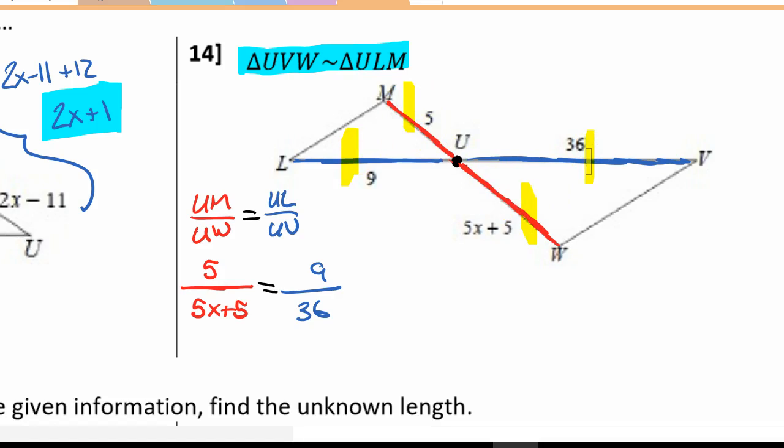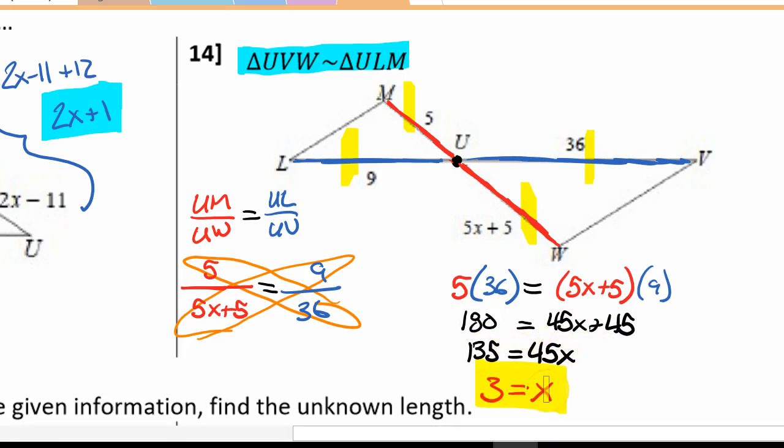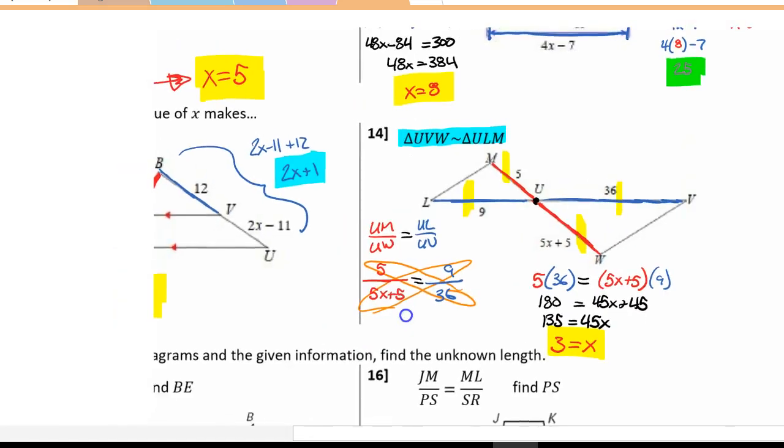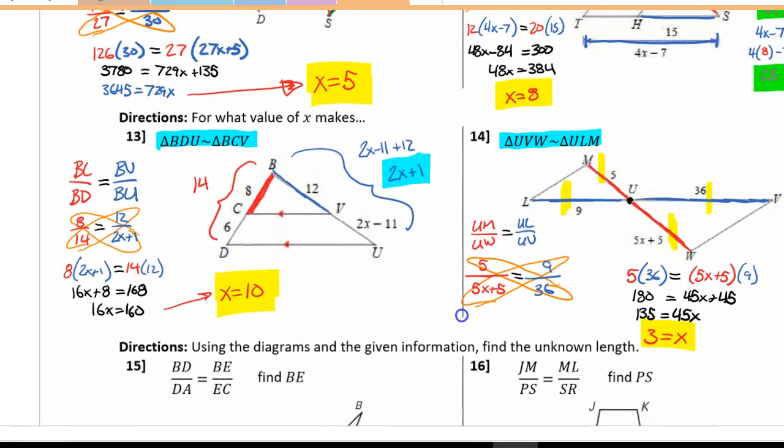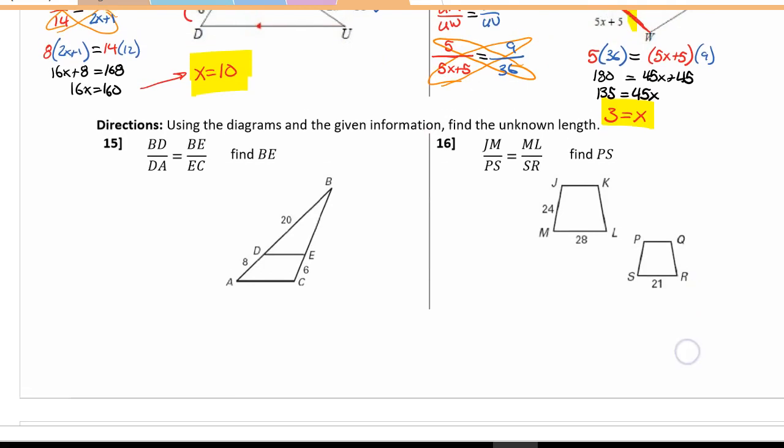Okay. That being said, we're going to go ahead and cross product, giving us 5 times 36 is equal to 5x plus 5 times 9. We're going to go ahead and distribute this 9 and multiply this out, giving us 180 equals 45x plus 45. Subtract 45 from both sides, giving us 135 equals 45x. We'll divide both sides by 45, giving us x is equal to 3. So those are the values that show that these two triangles are similar, the sides being proportional, that x value works.